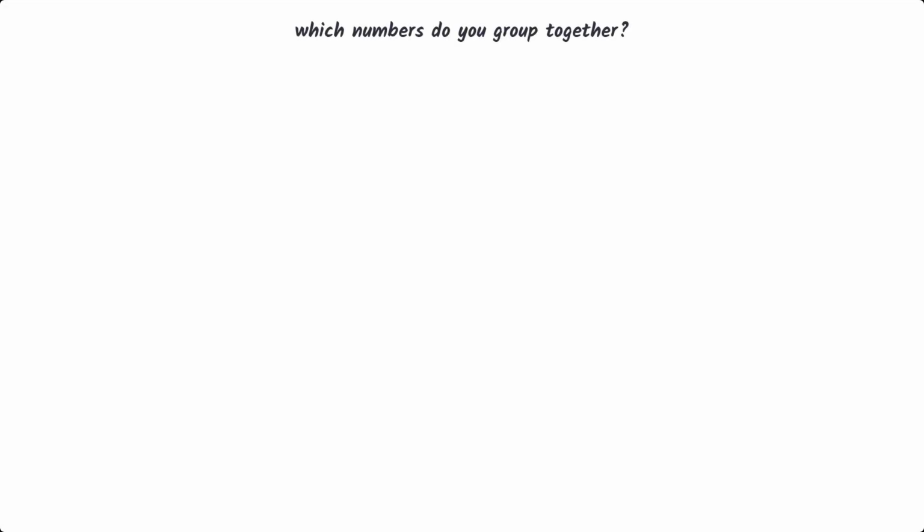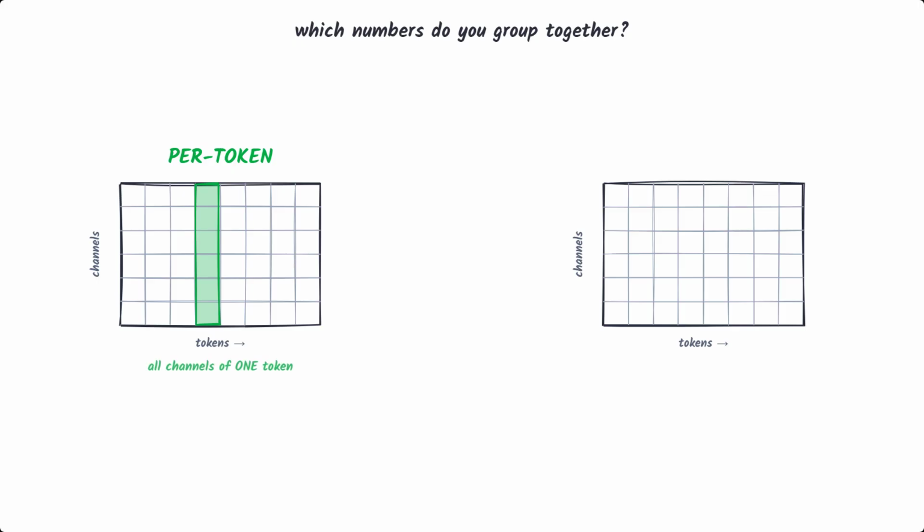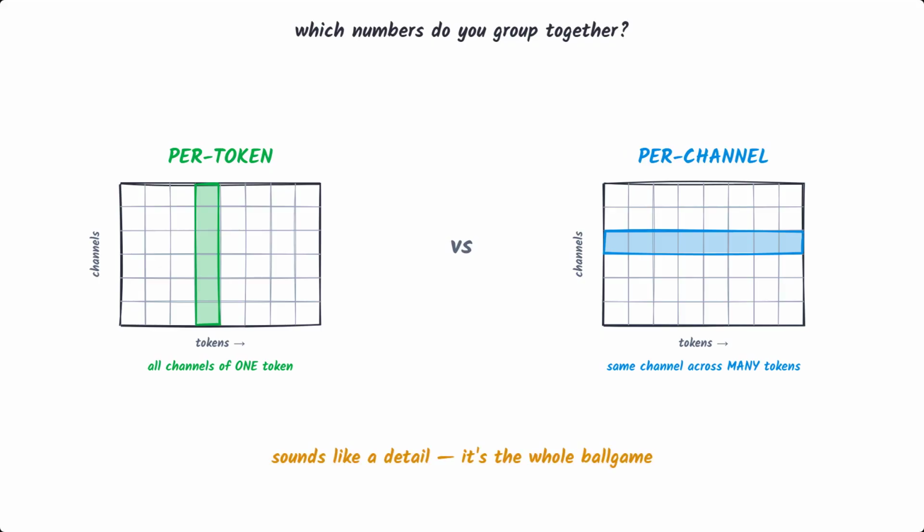Now, the crucial question the whole paper turns on. When you group numbers together to quantize them, which numbers do you group? The KV cache is a grid, tokens along one axis, and channels, the feature dimensions, along the other. You have 2 natural choices. Per-token quantization groups all the channels of a single token and quantizes them together. Per-channel quantization goes the other way, grouping the same channel across many tokens. It sounds like a minor implementation detail. It absolutely is not. This one choice is the entire difference between 2-bit quantization that works and 2-bit quantization that completely falls apart.